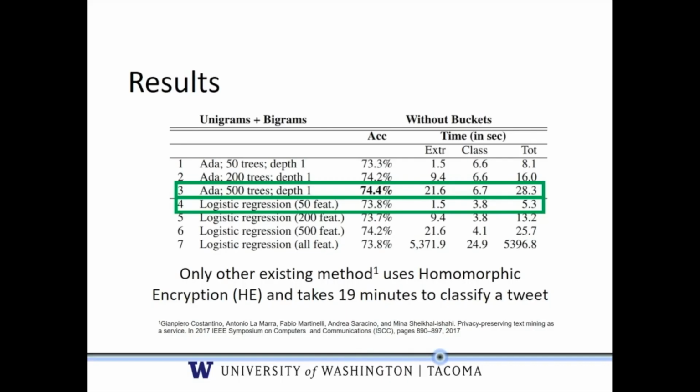You may be wondering, 28 seconds, 5 seconds, that seems like a long time to classify one tweet. What if you had many tweets you need to do? Well, there's a computational cost that's associated with privacy, so the higher the cost, the longer the running time. I also like to point out that the only other existing method took 19 minutes to classify a tweet.